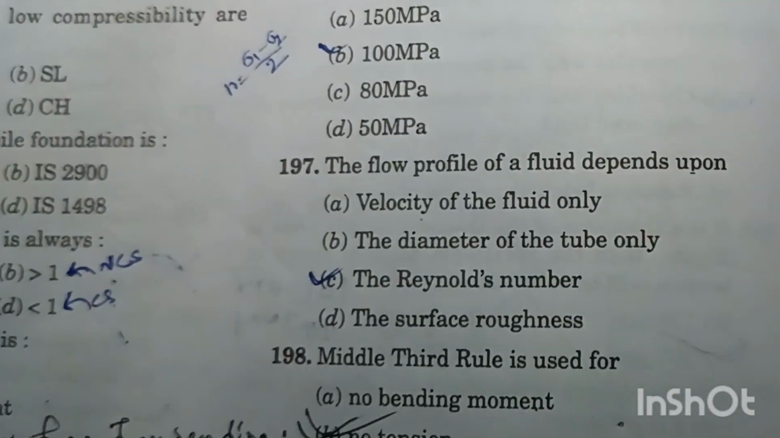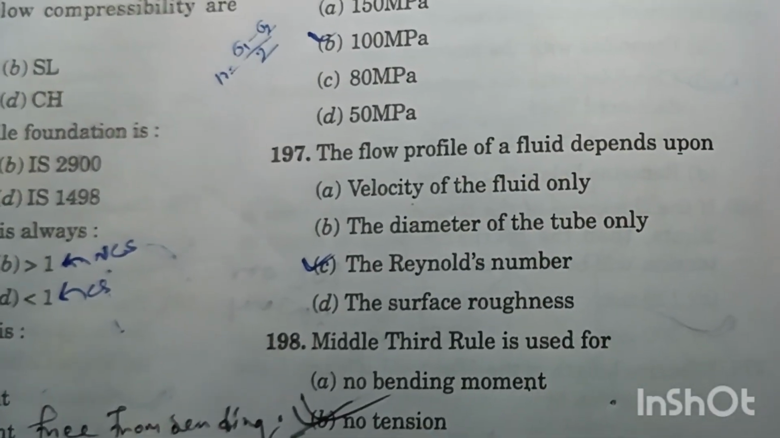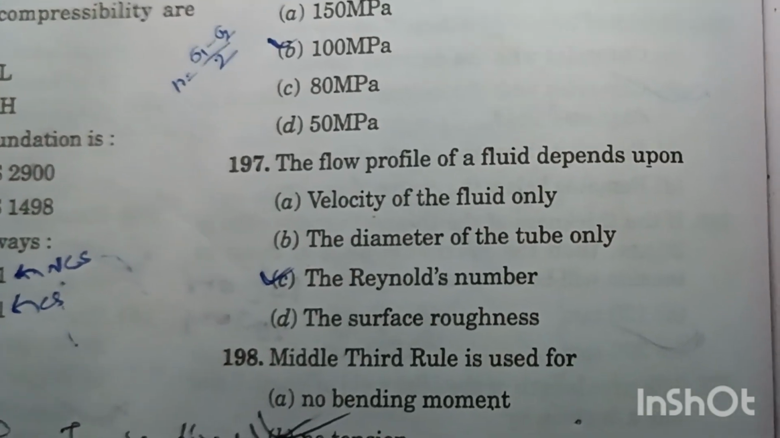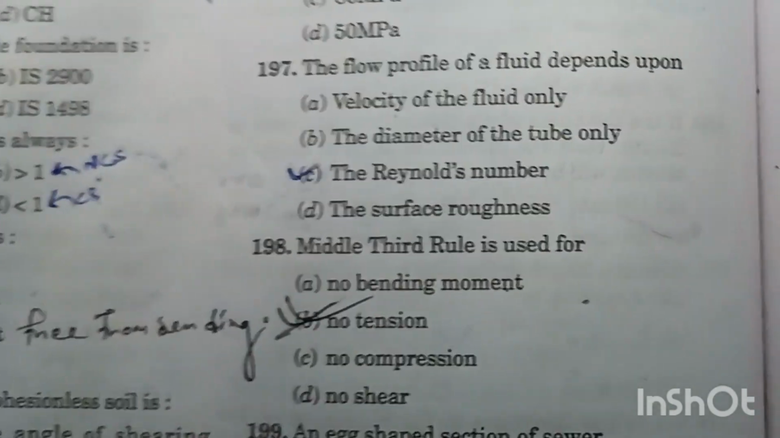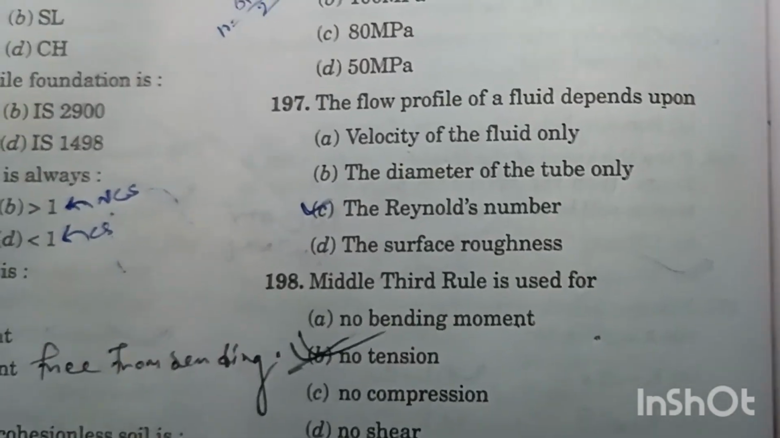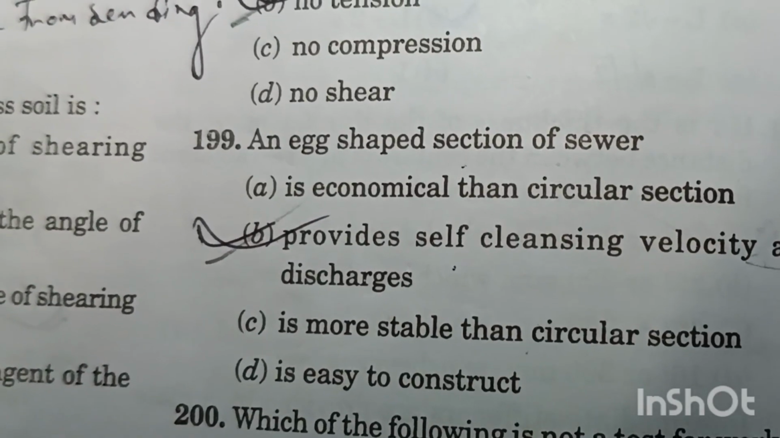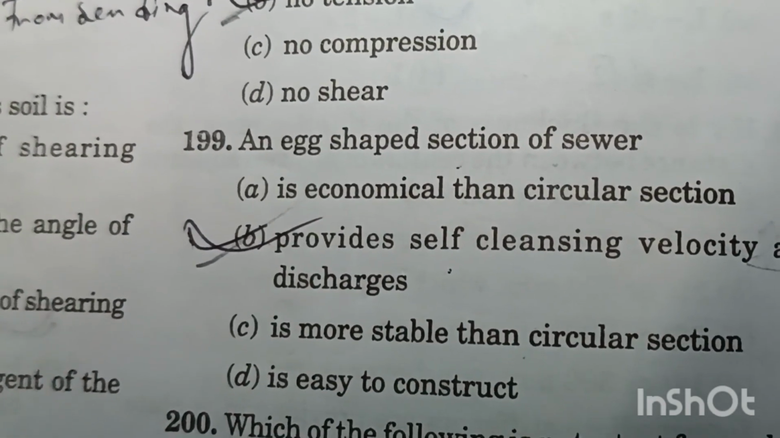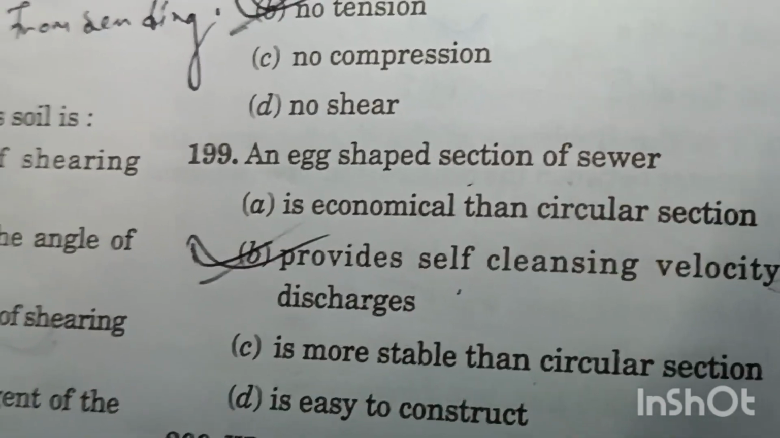Question number 197. The flow profile of a fluid depends upon Reynolds number. Option C is the right answer. Question number 198. The middle third rule is used for no tension. We use the middle third rule for low tension condition. Question number 199. An egg-shaped section provides self-cleaning velocity at low discharge. Option B is the right answer.